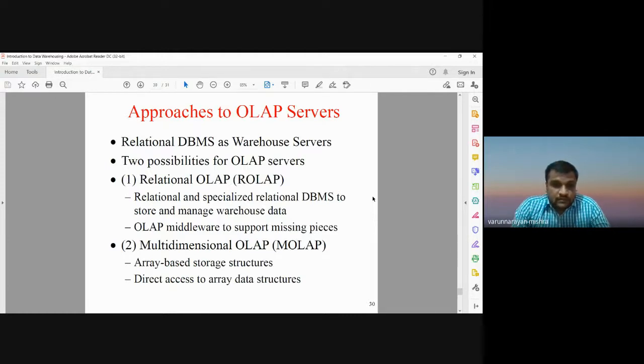So depending on the need, when we are dealing with a relational database, we can use relational OLAP. If we are dealing with some array based data structure, if we have data structures which are stored in the form of arrays, then we can use the multi-dimensional online analytical processing, that is known as MOLAP. So these are the two important approaches that can be used for OLAP servers. Okay. So now moving to the next slide.